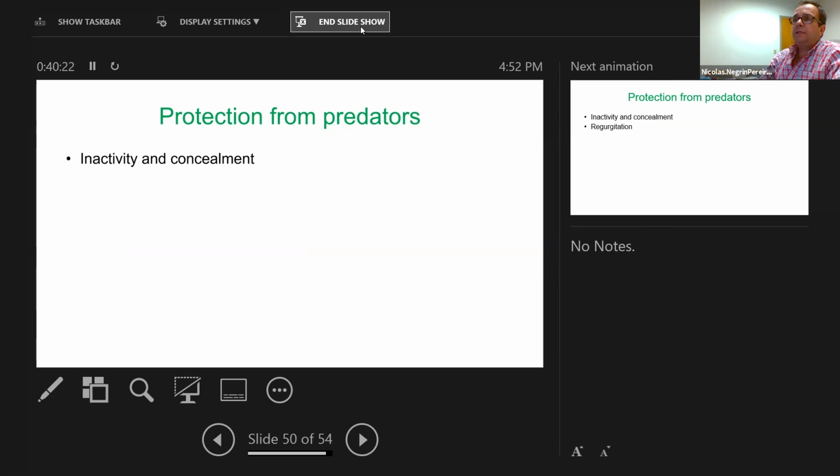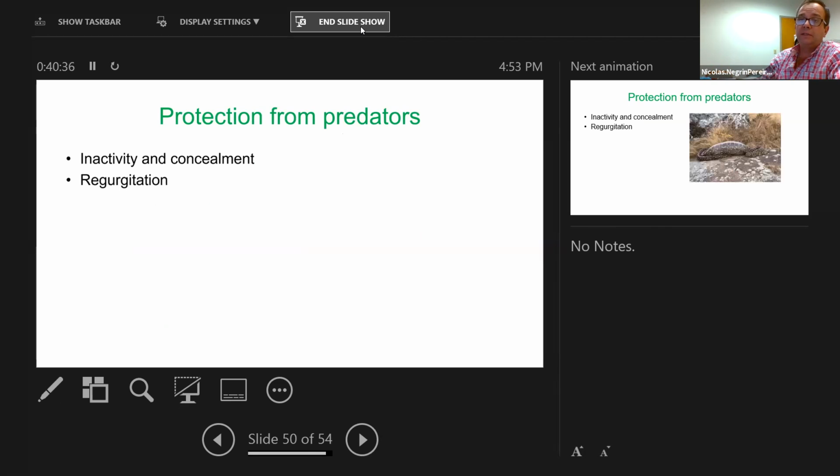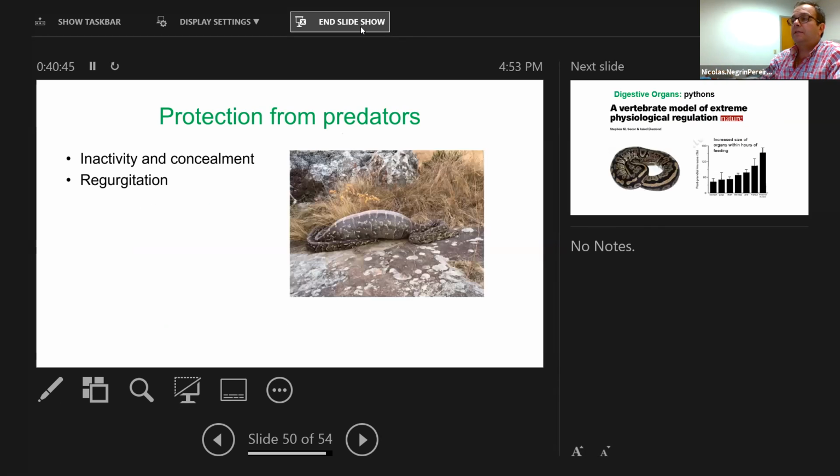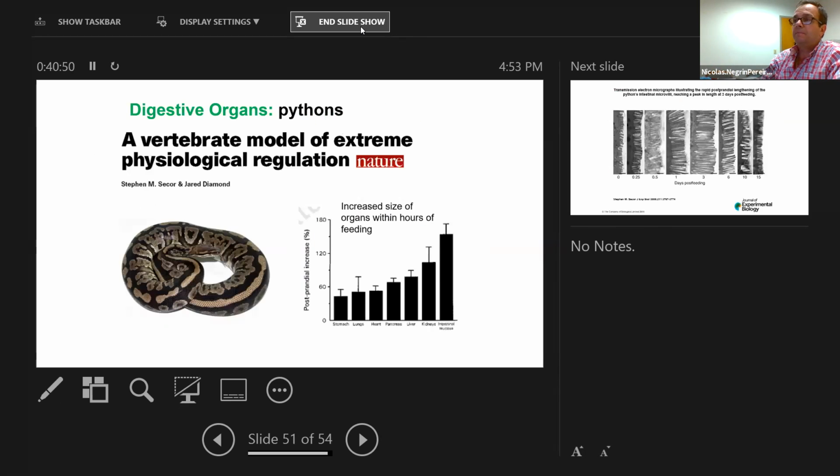So how do they actually protect themselves from predators? They do that by keeping immobile, inactive, and they normally conceal themselves in bushes, for example, so the predators cannot see them. During the digestion process they are more susceptible to being attacked, and there's nothing they can do. The other thing is they regurgitate the rest of the meal that they haven't digested. And I'm going to show you this because it's very interesting, which is the case of the pythons.